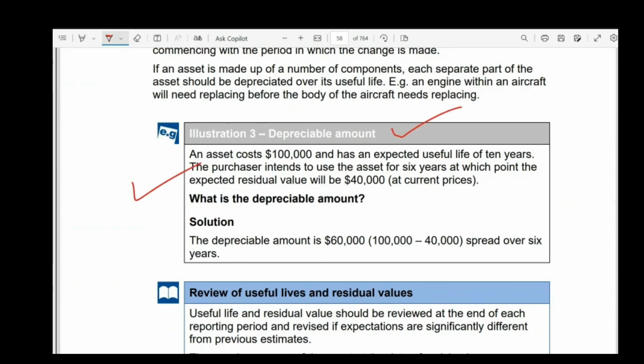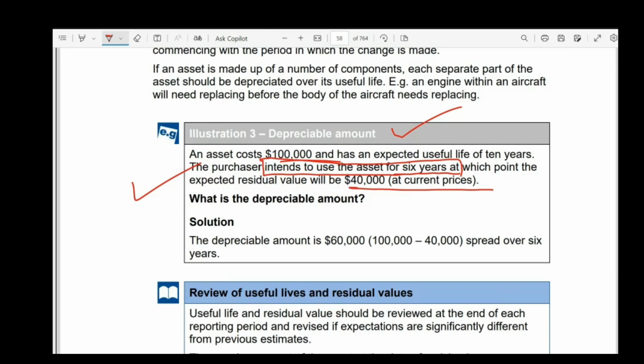Again, illustration 3, depreciation amount. Asset cost 100,000 and has an expected useful life of 10 years. The purchaser intends to use the asset for 6 years. He is planning to use it for 6 years, so definitely the life of the asset for him will be 6 years. The expected residual value will be 40,000 at current price. Residual value, all of you are aware, is the value at a future time after a period of 6 years. They estimate its residual value for when they finish with it.